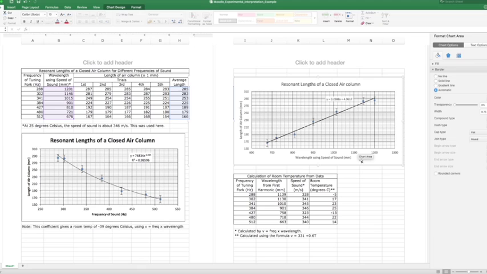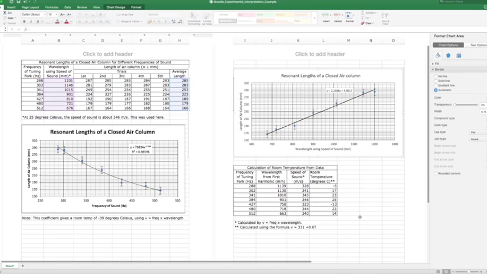And there's still a bit more we can do with analyzing the data. So that's another graphical analysis we can do. But there's a bit more we can do with just raw calculation. So I mentioned before that we can calculate the room temperature. So what I've done here is I just made this little table with the frequency of the tuning fork, just copied directly from the other graph.